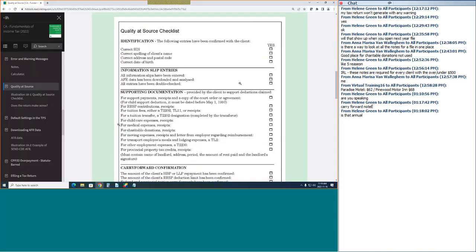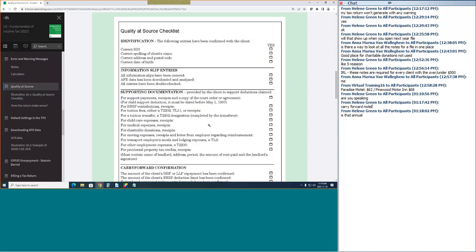There are other things on this checklist that you will do in an office setting that you should be thinking about when you're doing a return. If you're putting child support deductions on, do you have a copy of the court order? Can you prove it? If you're putting RSP contributions on, do you have receipts? If you're putting tuition fees, do you have T2202? If you're doing the transfer, did you fill out the back of the P22?